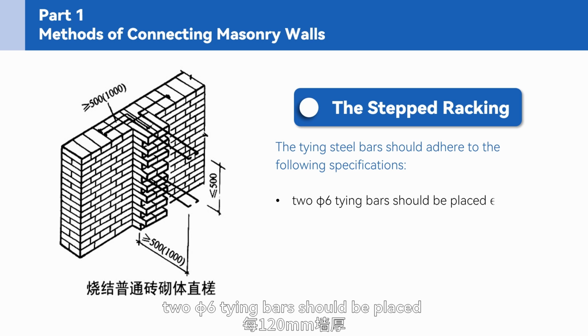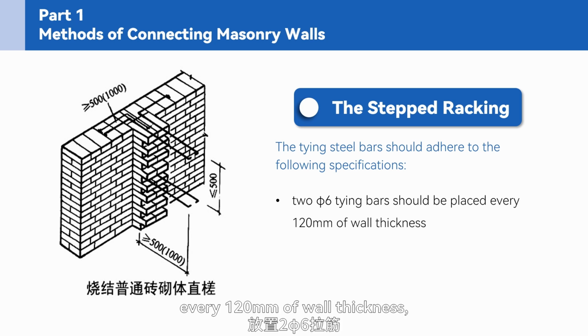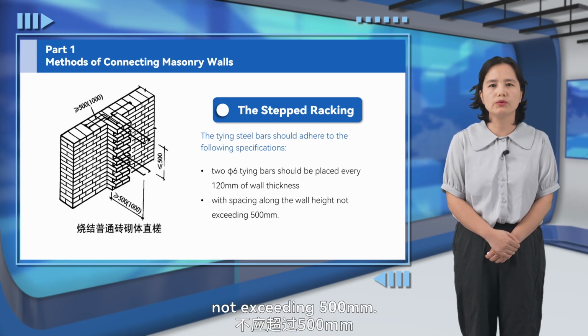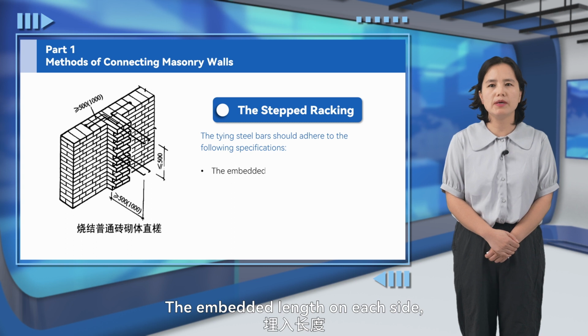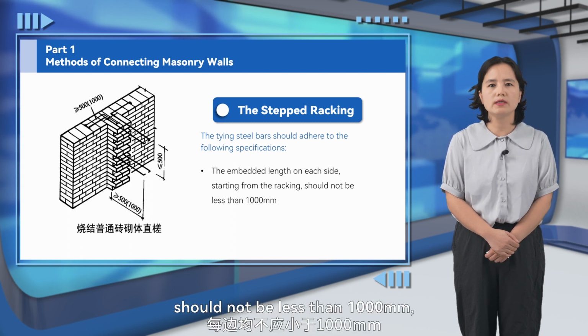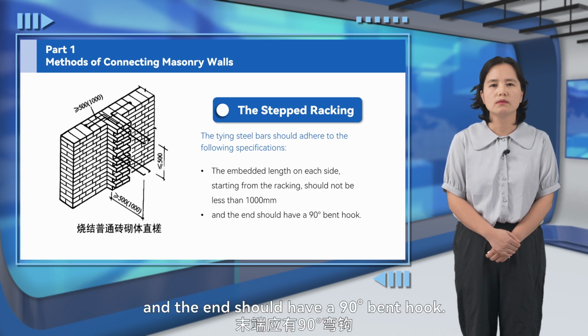2 Phi-6 tying bars should be placed every 120 mm of wall thickness, with spacing along the wall height not exceeding 500 mm. The embedded length on each side, starting from the racking, should not be less than 1000 mm, and the end should have a 90 degrees bent hook.